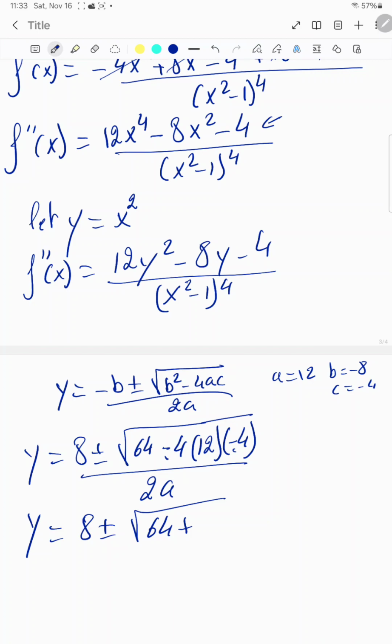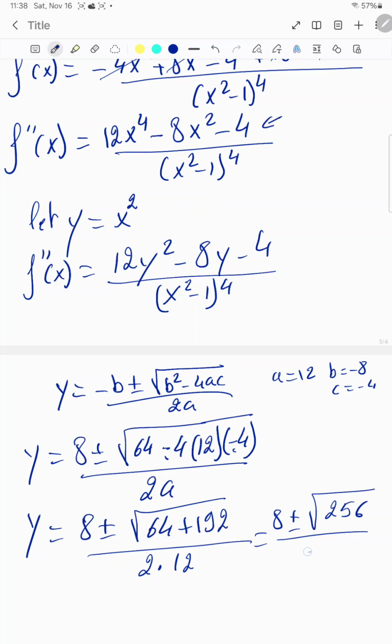16 times 12. Let's do it on the calculator. So 16 times 12 is 192, divided by 2a, and a is 12, so 2 times 12. So my y is equal to 8 plus or minus the square root of 256 divided by 24, and the square root of 256 is equal to 16. So my y is equal to 8 plus or minus 16 divided by 24.